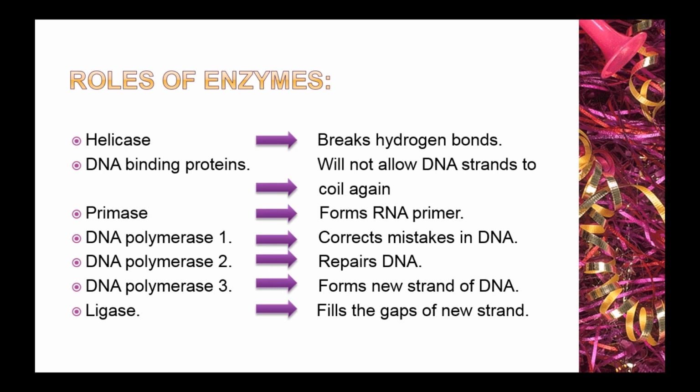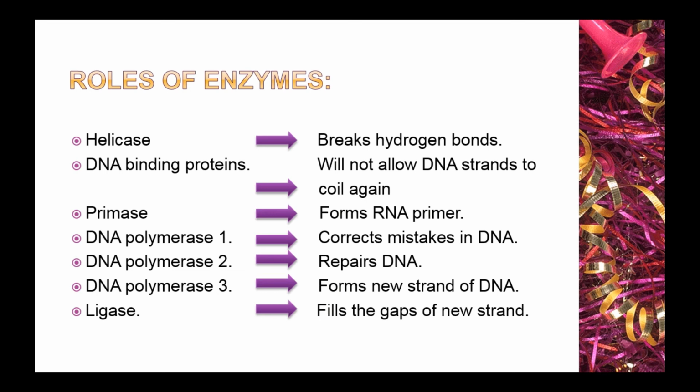Okay, the third enzyme we have is primase, which will form RNA primer. We know that the RNA primer is very necessary for the replication, because DNA polymerase 3, which forms the new strand of the DNA, cannot start its work without an RNA primer. The RNA primer is basically a sequence of 10 nucleotides of RNA, which are very important for DNA polymerase 3 for the formation of the new strand.